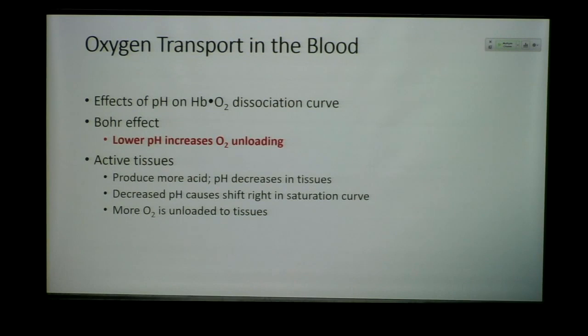So increase in acid or lower pH increases the unloading of oxygen and shifts our curve to the right and makes oxygen and hemoglobin really unattracted to each other so that that oxygen can dissociate very easily. That's called the Bohr effect. So if we produce more acid or decrease our pH in tissues, we shift this curve to the right, and this allows oxygen to unload more easily. Alrighty? Okay, so let's illustrate that here again.